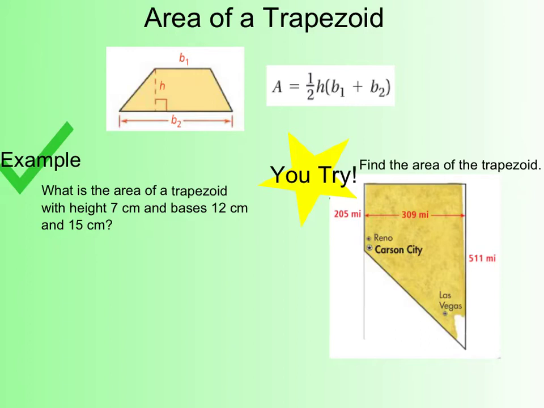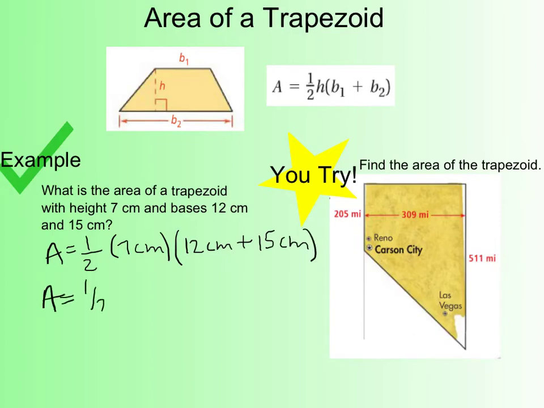area of the trapezoid with height 7 centimeters and bases, notice bases plural, 12 centimeters and 15 centimeters. So I'm going to plug into my formula. Area equals 1/2. Your height is 7 centimeters. And your bases are 12 centimeters and 15 centimeters. So you add those together. That gives you area equals 1/2 7 centimeters times 27 centimeters.